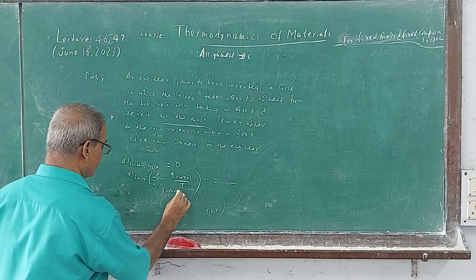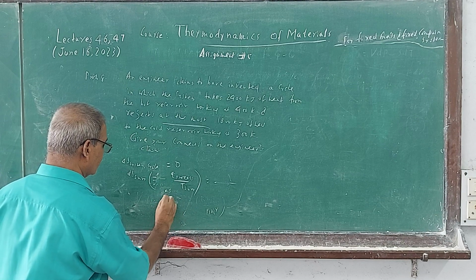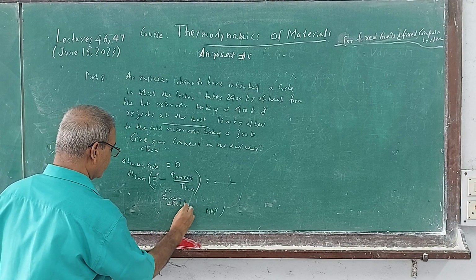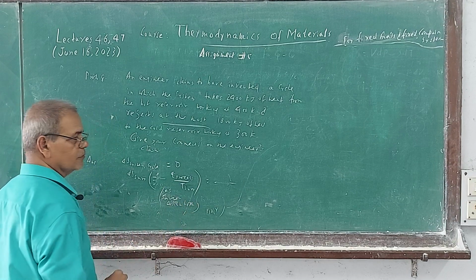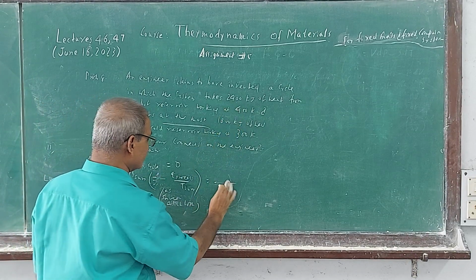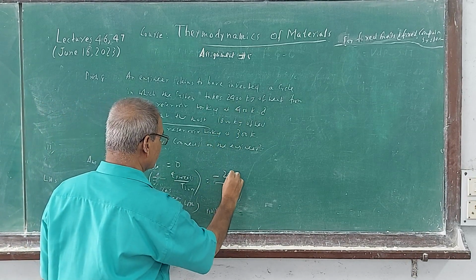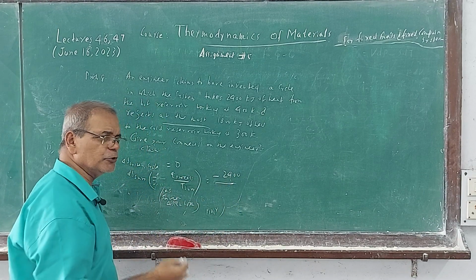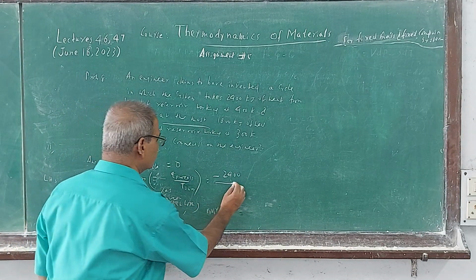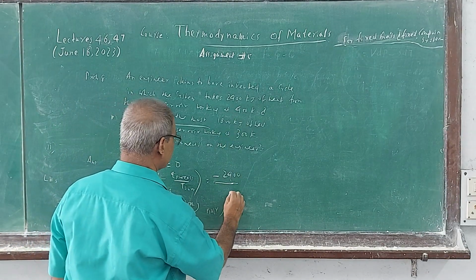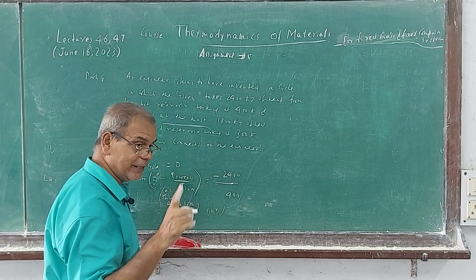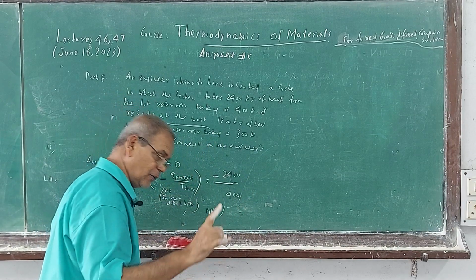For the source, the surrounding gets minus 2400 by 400, the process heat being given by the system. What is the surrounding temperature? 400. In the next case, it is maximum 800, so I consider the maximum.